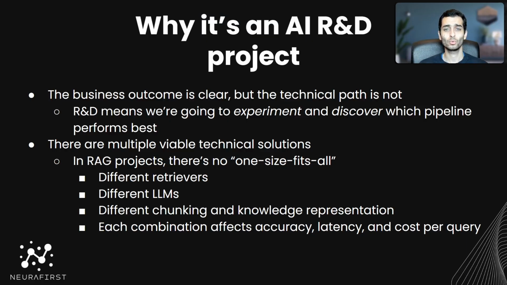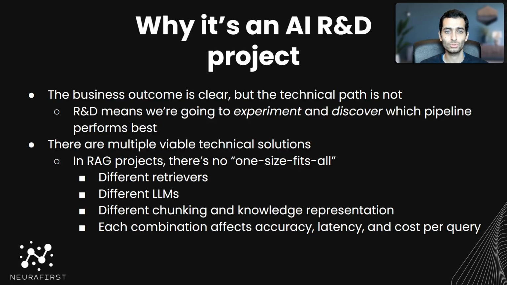Now, moving on to why this is an AI research and development project. The first reason is super simple: the business outcome is super clear, which is about increasing the sales, right? But the technical part is not, because basically we do R&D when we want to achieve a business outcome, but we need to go through experiments to test which technical solution will be the best.